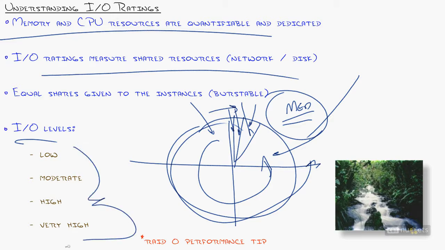So when you see the ratings on the ECUs, or not ECUs, but on the instances, you will actually see them say low, moderate, high, and very high accesses to I/O levels. Now, those you can't quantify, though. You can't say, very high equals this many IOPS or anything like that.